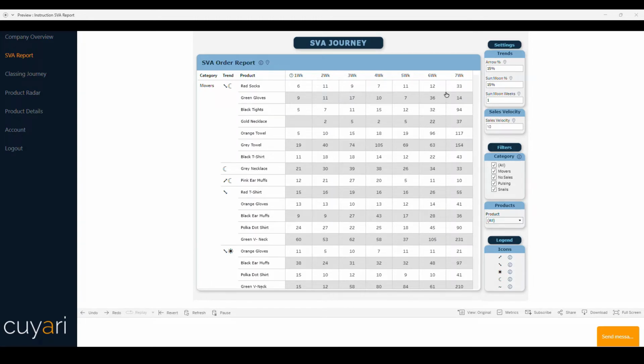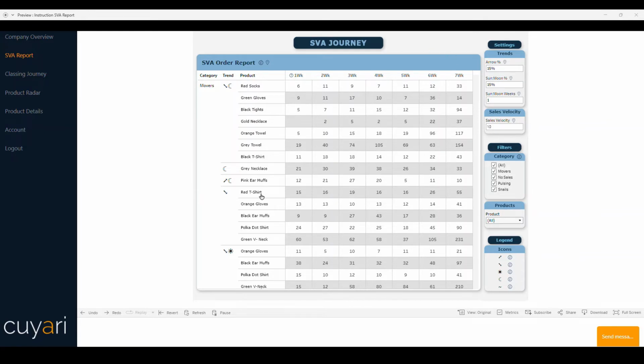In the settings area under arrow percent, I set the parameters of the trend I wish to see. Here, the arrows are set at 15%. A down arrow would mean that my products are down at least 15% when comparing the average orders of weeks 4 through 7 to the average orders of the past 3 weeks.